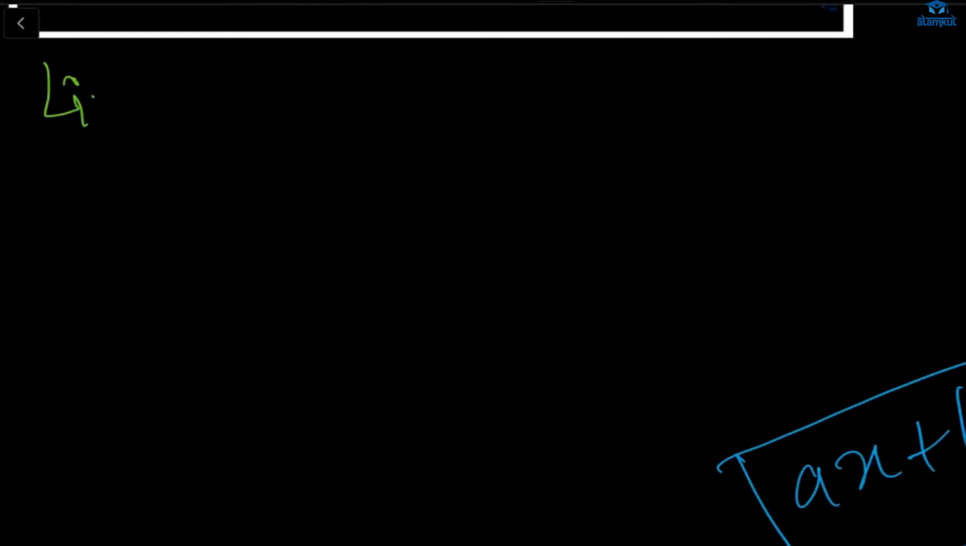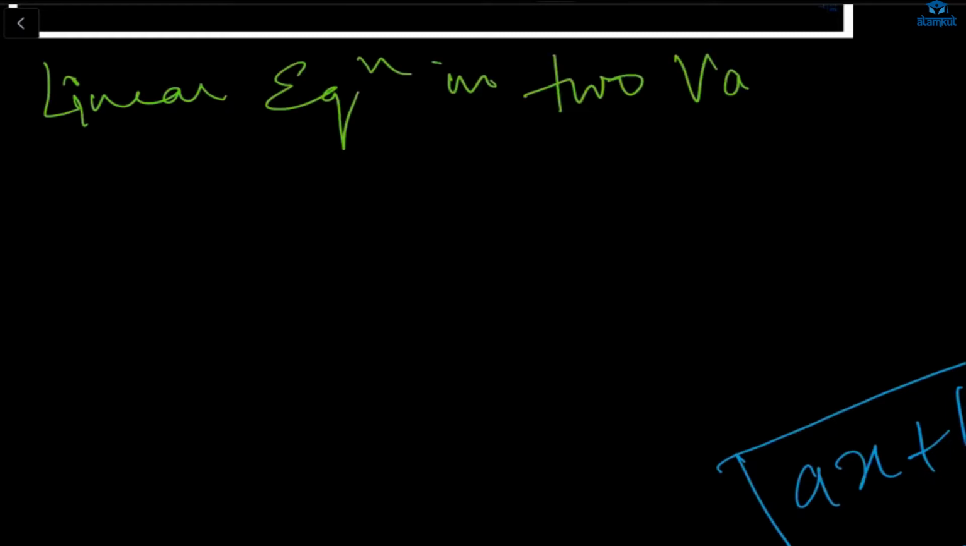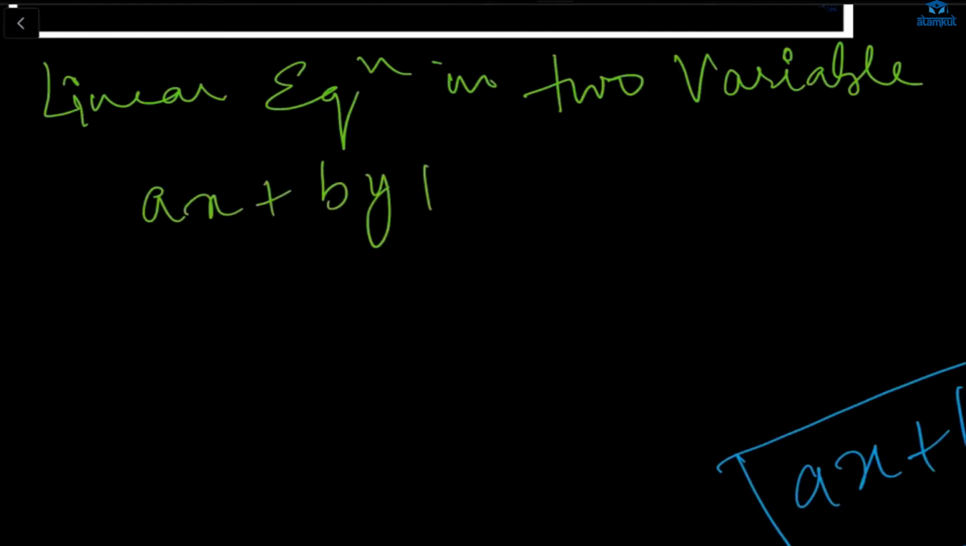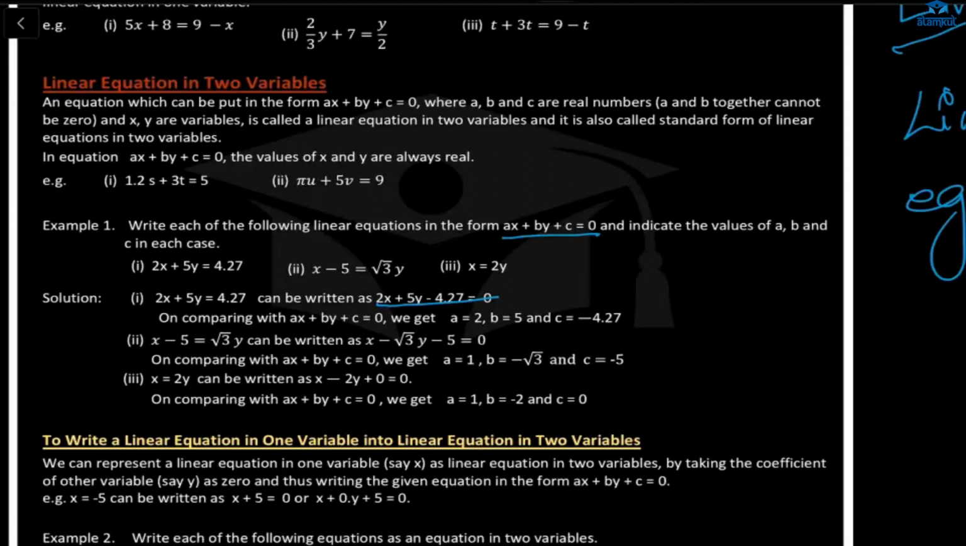Have you understood, Advika, linear equation in 1 variable? Yes, ma'am. Okay, now let's see linear equation in 2 variables. A linear equation in 2 variables will be of the form ax plus by plus c is equal to 0, where a, b and c are real numbers, and a, b together cannot be 0, because then all the terms will be 0.